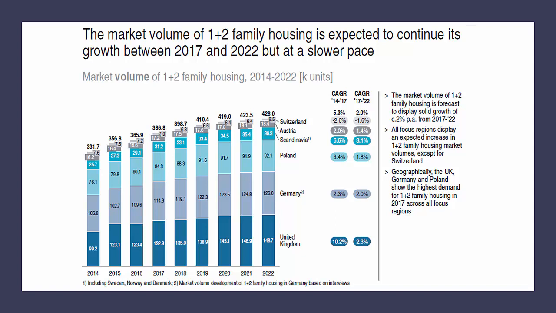Overall, it's expected to continue its growth between 2017 and 2022. This is again in the European context, but at a slower pace than the prefabricated housing industry. As we'll see, we're looking here at 2% per annum from 2017 to 2022 if you look at the text here in the right column. So that is the housing market overall.